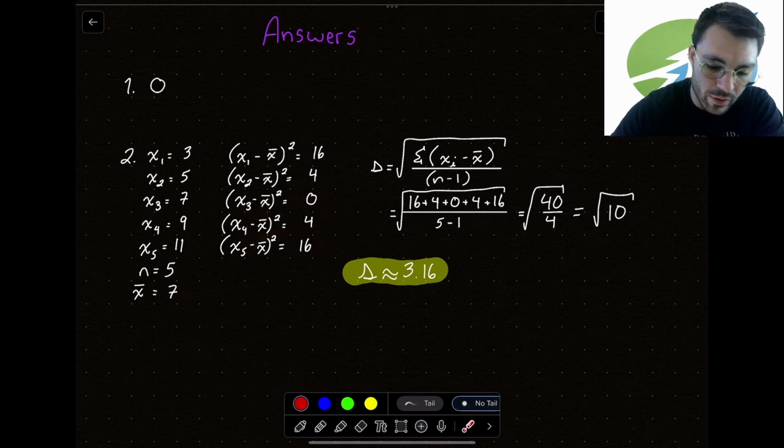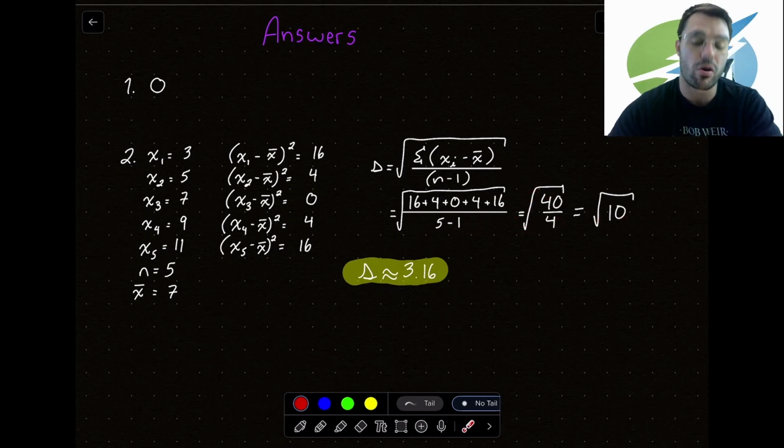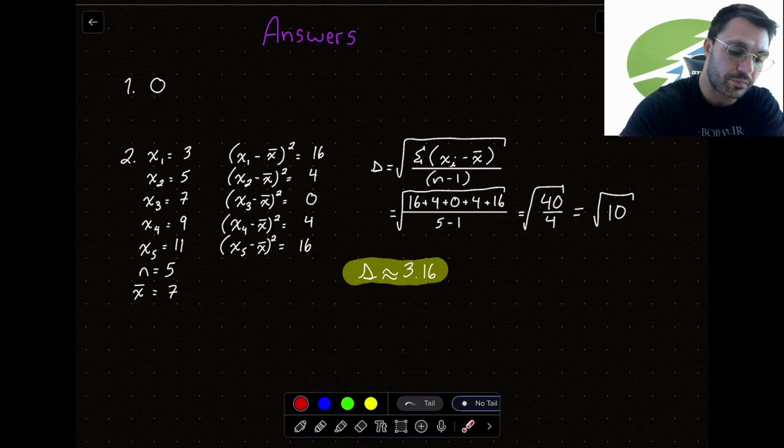Okay? Plug it into the equation. We take all our values here and we add them up. 16 plus 4 plus 0 plus 4 plus 16. We divide it by n minus 1, which in this case is 5 minus 1. We get the square root of 40 over 4, which is the square root of 10, which is approximately 3.16.